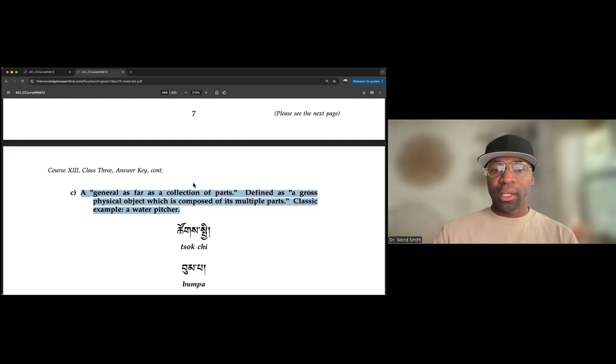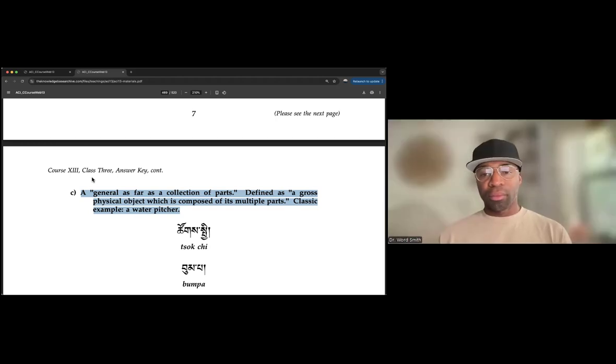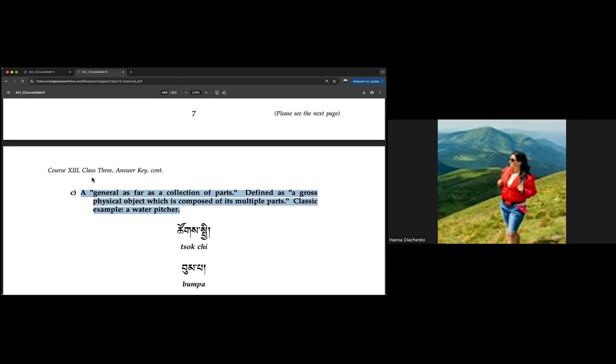Hannah? Yes. A general as a collection of parts, defined as a gross physical object, which is composed of multiple parts. Classic example, a water pitcher. Yeah, good.